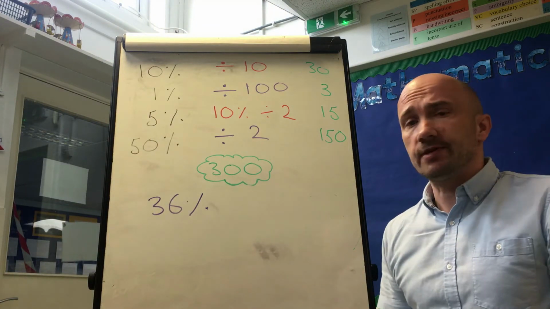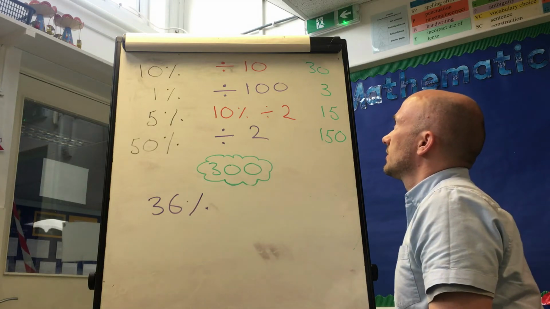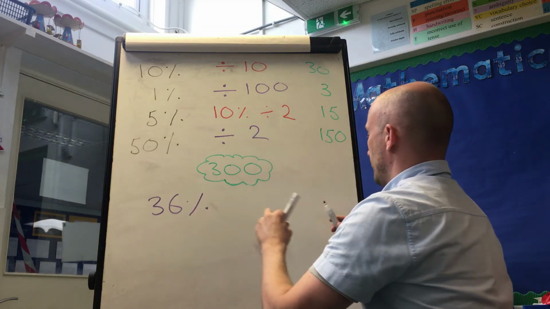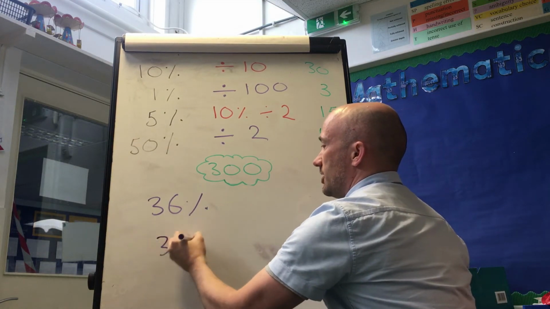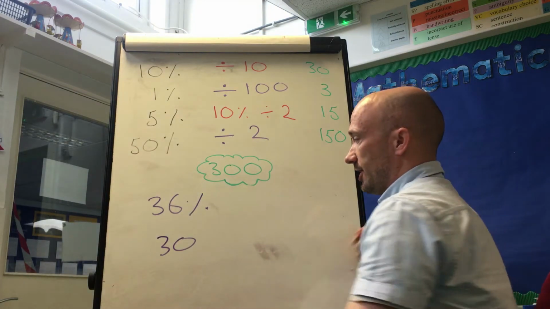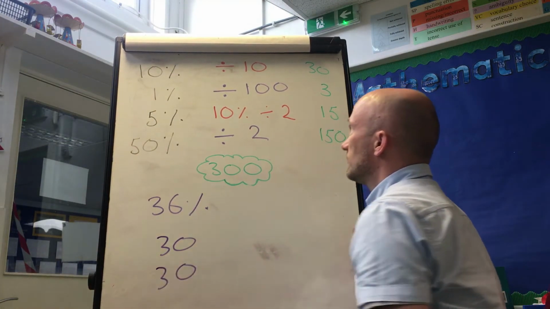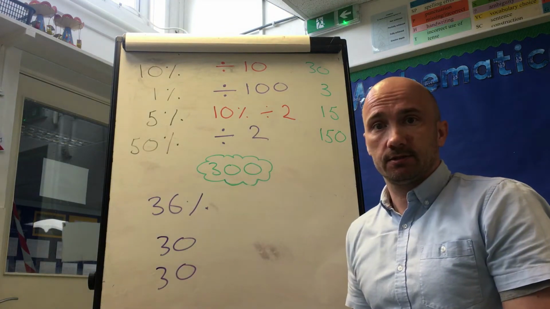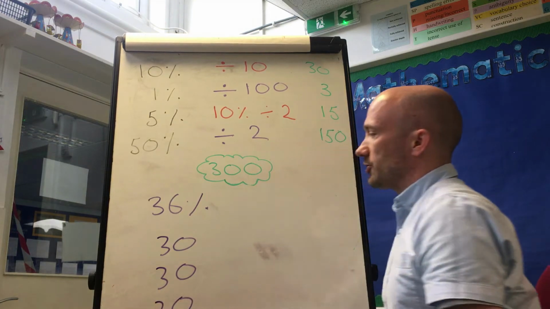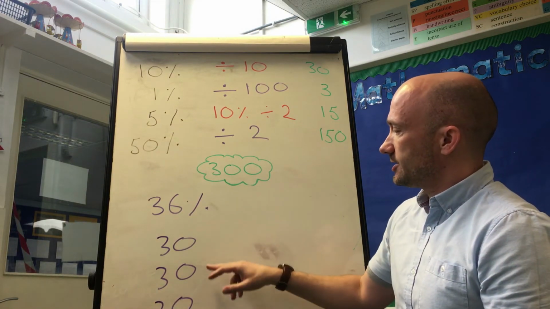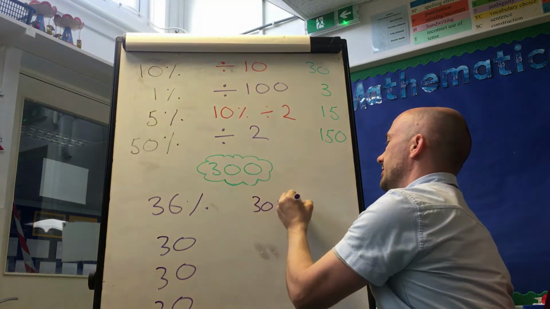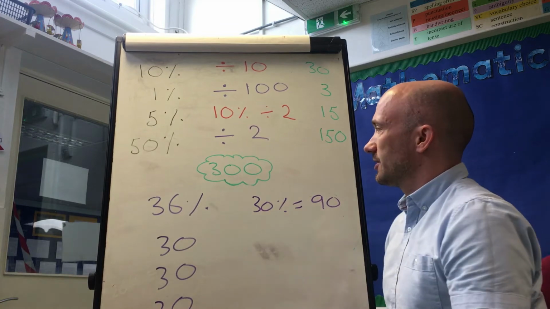So for example, let's see if we can find 36%. Well, I already know what 10% is, 30. So 20% is going to be 30 more than that. So I'm going to add 30 more. To find 30%, I'm going to need to add another 30. And let's just work those three out first. 30, 60, 90. So I know that 30% equals 90.